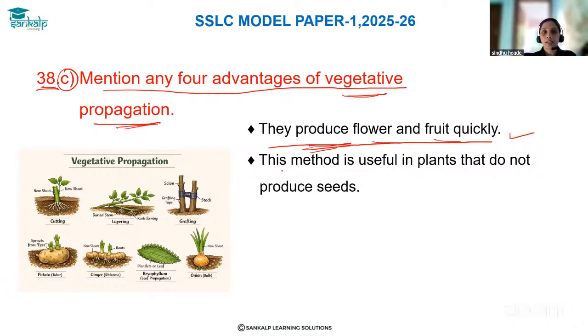And the second advantage is this method is useful in plants that do not produce seeds. So some plants do not produce seeds. So for those plants, vegetative propagation is very helpful because it is helpful for plants that do not produce seeds.